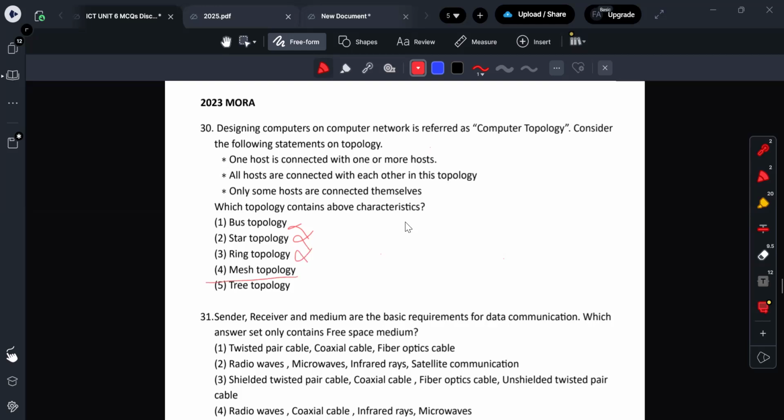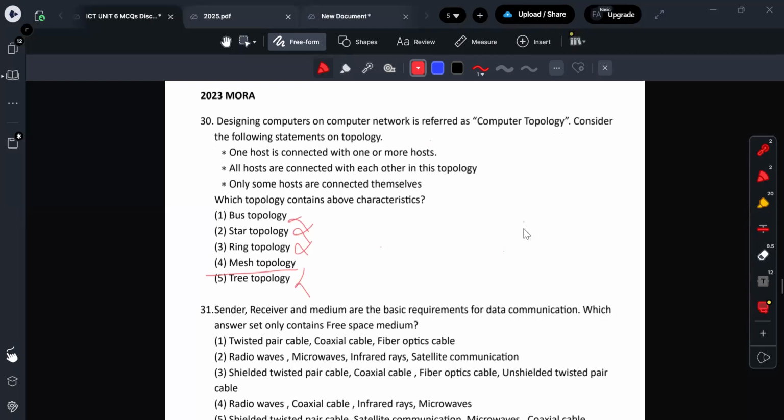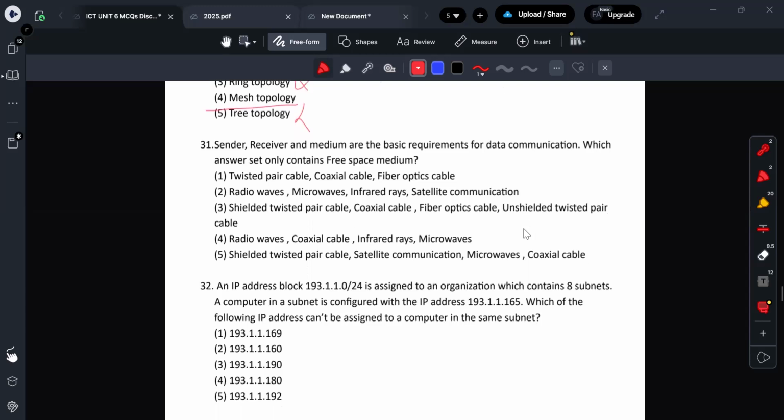And in mesh topology, you know there are two types of mesh topology. It is a full and a partial mesh. In a full mesh, every host is connected to every other host, right? And in a partial mesh, some hosts are connected to all others, while some are only connected to those they exchange the most data with, right? And tree topology, a hierarchical structure where nodes are connected in a parent-child relationship, right? So that was that.